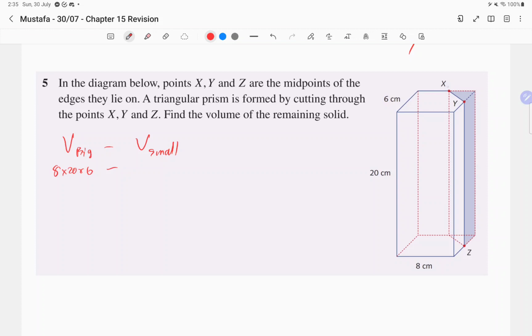Do we know this side? Can we find that out? Midpoints on the edge they lie on. So 8. Not 8. Midpoint. So there's 4. Yes. This side is 4. How about this one? That is also 4. No, it's 3. Yes. So what's the volume of the small triangular prism? That's 4. 12.